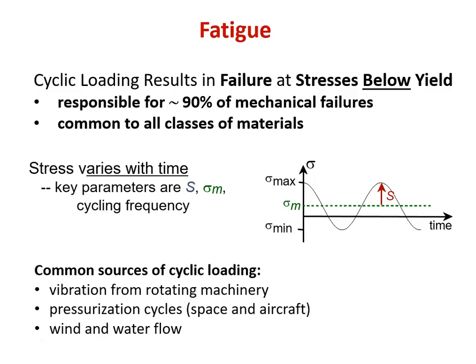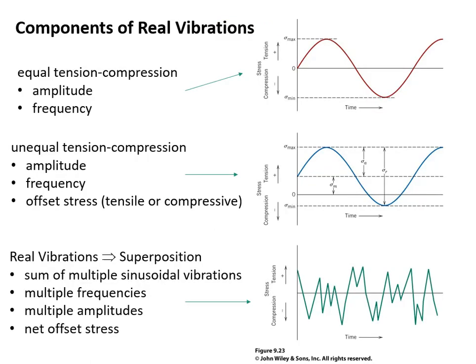Pressurization cycles: an aircraft that takes off and lands is pressurized to the equivalent of 7,000 feet on the interior of the cabin, even though the exterior is much lower pressure, given the plane is flying at 35,000 feet. That has led to some historically classic fatigue failures, one of which we'll discuss in today's lecture. Wind and water flow are some non-obvious sorts of cyclic loading that can definitely cause problems for structural applications.